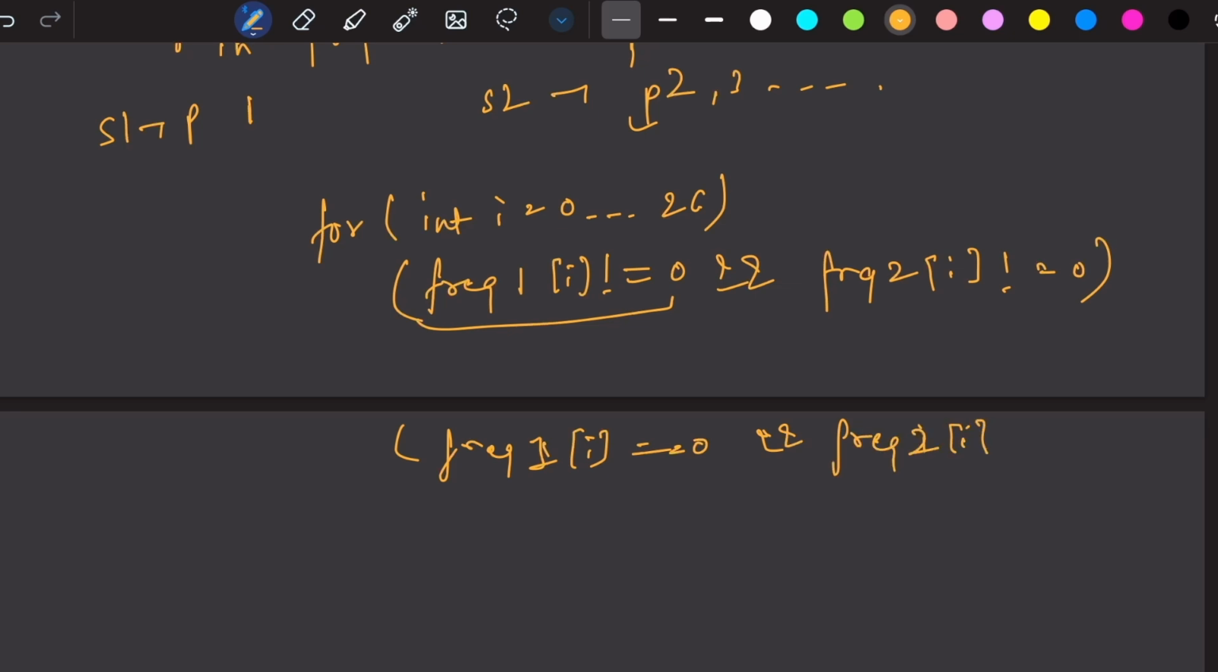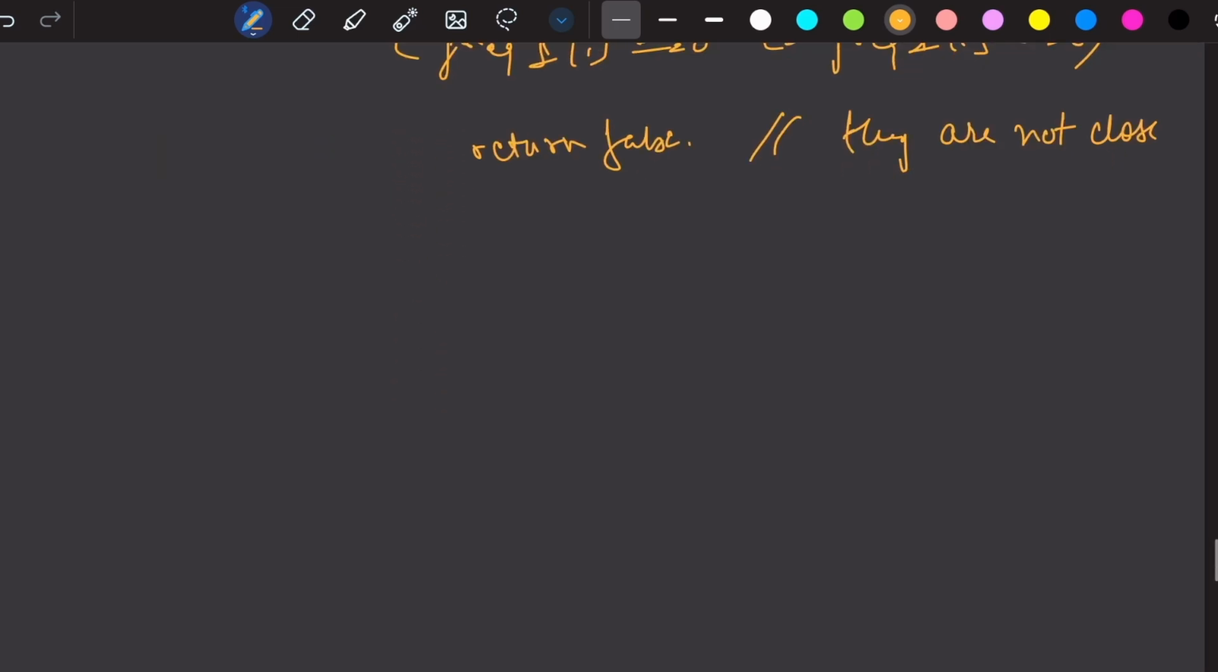Frequency 2 of i should be equal to 0. If they are not, then we can say they are not close, right? We can say they are not close directly, right? So I think most of the thing is clear.